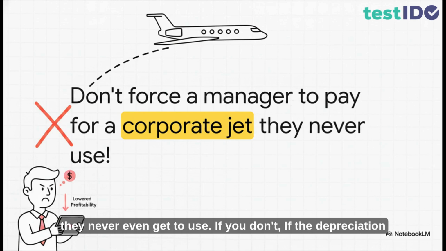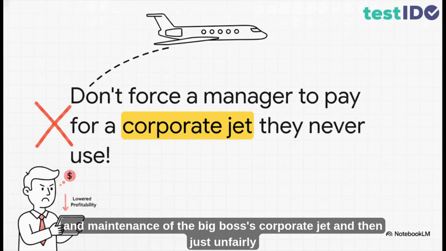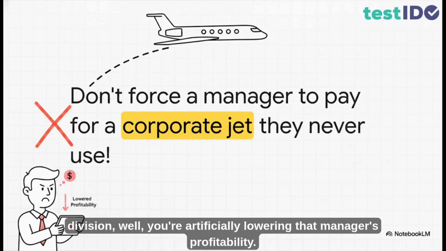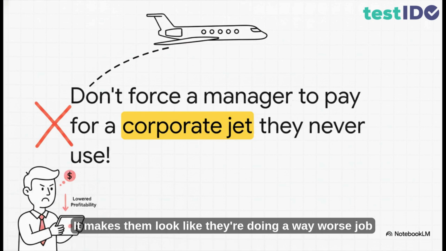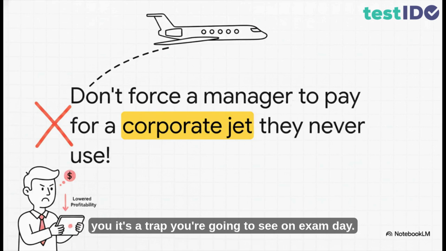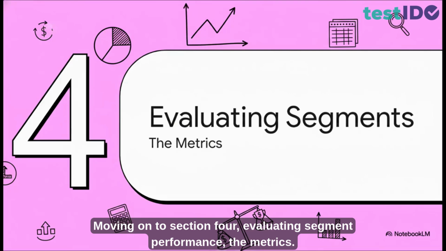If you take the depreciation and maintenance of the big boss's corporate jet and then just unfairly allocate a chunk of that expense down to some regional sales manager's division, well, you're artificially lowering that manager's profitability. It makes them look like they're doing a way worse job than they actually are. It's unfair, it's terrible accounting, and I promise you it's a trap you're going to see on exam day. Don't fall for it. Moving on to Section 4.